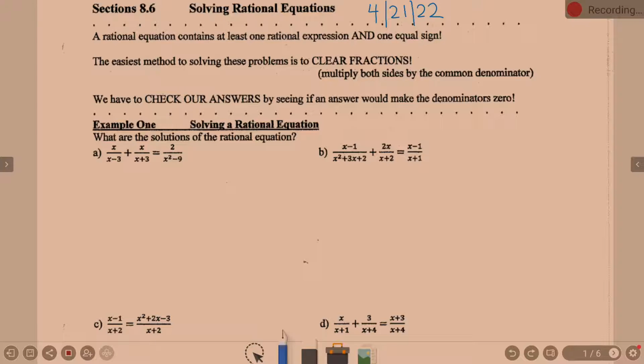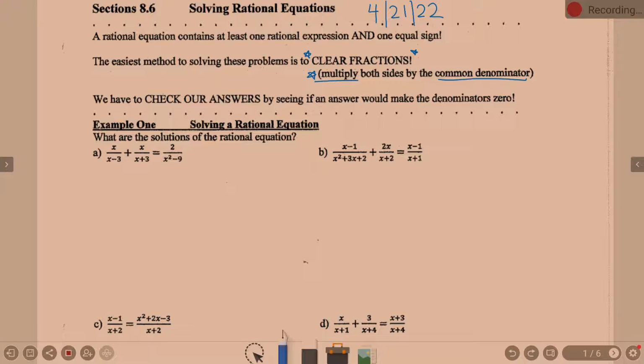Easiest method to solving really anything with a fraction. You guys don't like dealing with fractions, do you? So, yeah, I'm kind of right there with you. So the easiest thing to do is we're going to start by getting rid of the fractions. So we don't have to work with them. That's going to be the main thing, that we're going to want to clear the fractions out. In order to clear the fractions out, we're going to multiply both sides of the equation by the common denominator.